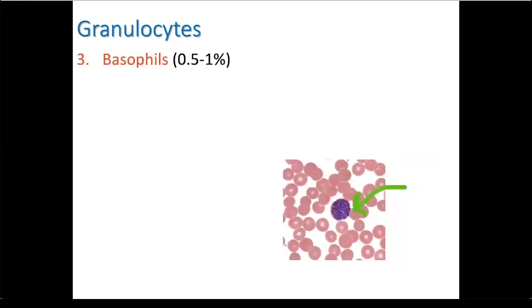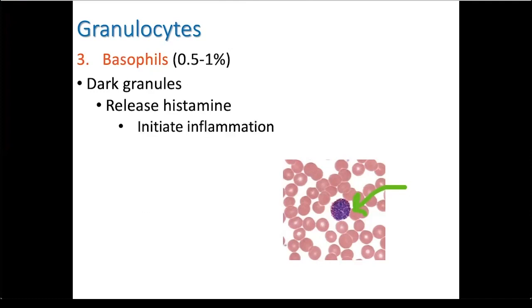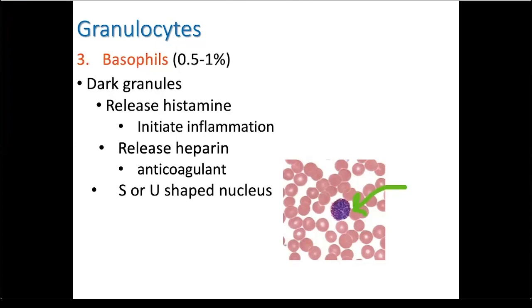The third type of granulocyte is a basophil. Recall that these are the rarest, making up only 0.5% to 1% of the leukocytes. They have dark staining granules, which really obscure the nucleus. These granules release histamine, which initiates inflammation. We'll talk about this when we get into the immune system. Also, they release heparin, and heparin is an anticoagulant, preventing blood clotting. Their nucleus is S or U-shaped.